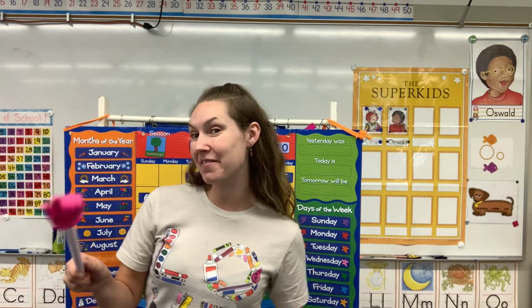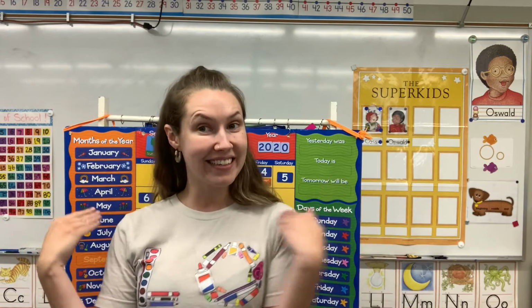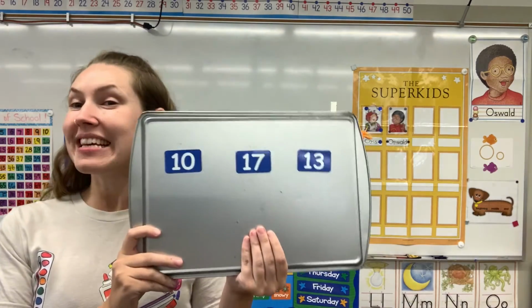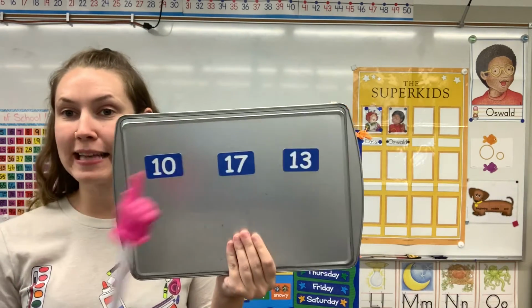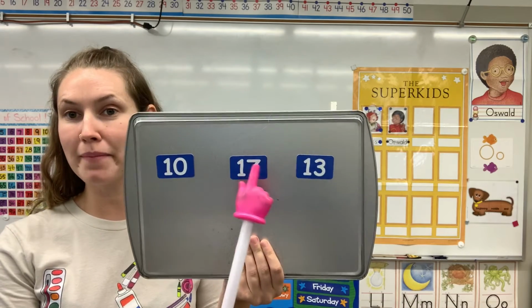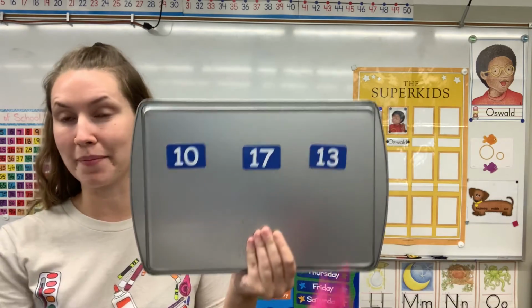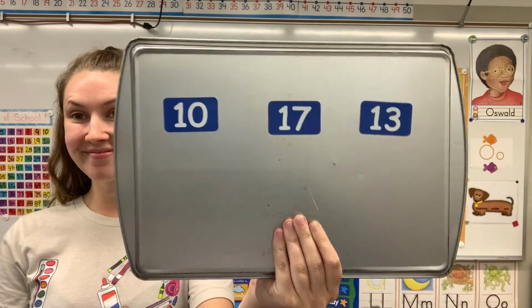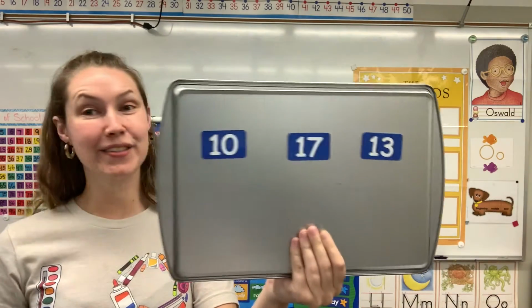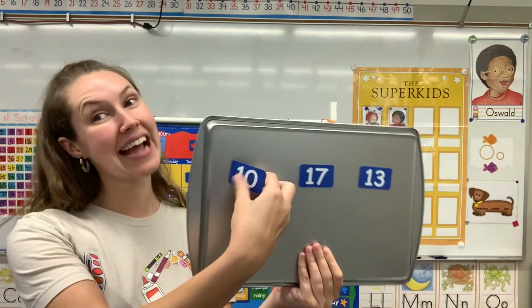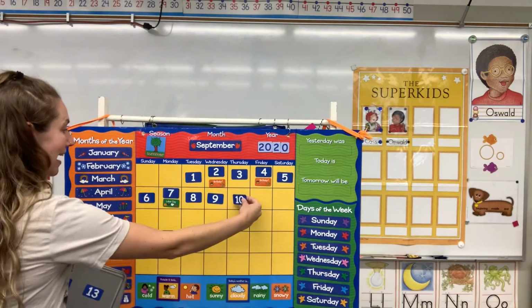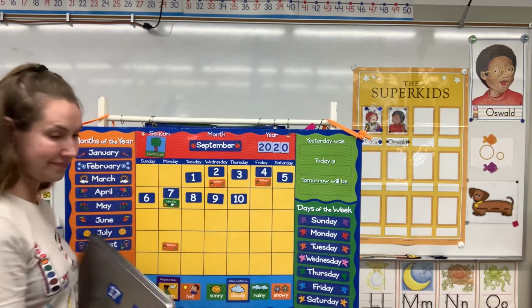You can start by writing a 10 on your calendar mat, and we're going to find a 10 to add to our calendar. Which one of these numbers shows me 10? Is it my first number, my middle number, or my last number? My first number. So you can write that number on your calendar mat, and I'm going to add it to our calendar.